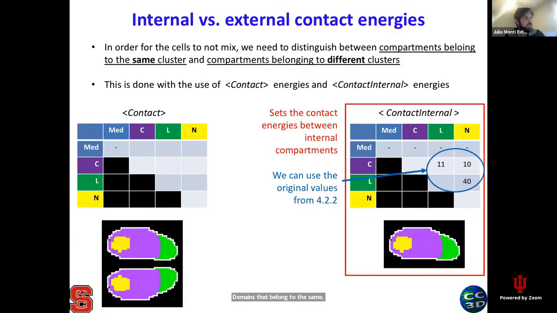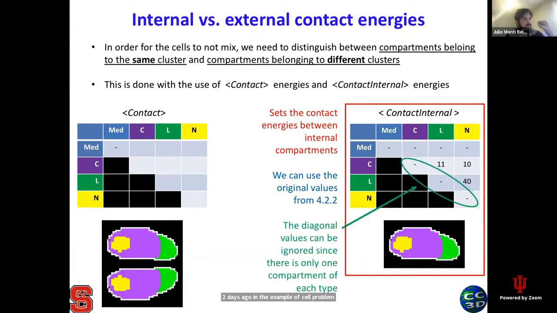So if you want to do this for the cell crawling example, this is where we use the original values from module 4.1.2. Sorry, the number is wrong here. So we set 11, 10, and 40 as the values, and that's where it goes. And if you do this, the cell will behave as we have seen two days ago in the example of cell crawling. Okay.